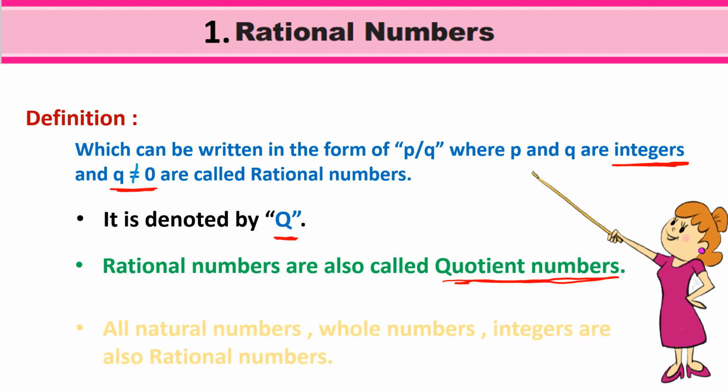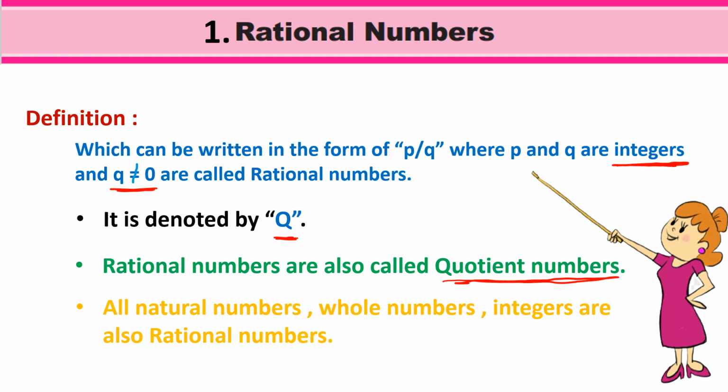Okay. Let us see. All natural numbers, whole numbers and integers are also rational numbers. All fractions are also rational numbers. Understand? But all rational numbers need not necessarily be fractions. Why do we say natural numbers, whole numbers and integers are rational numbers? Because they are in the form of p by q. Yes, we can write them in p by q form.